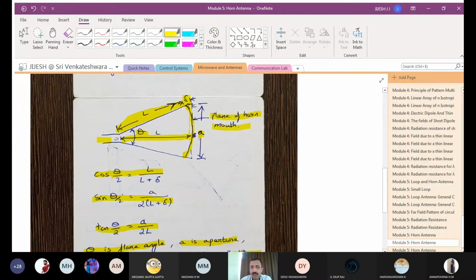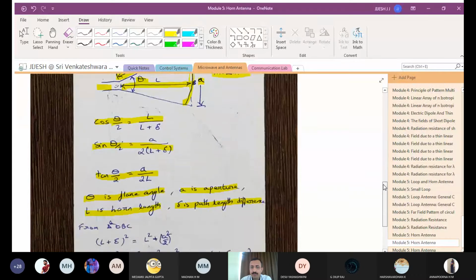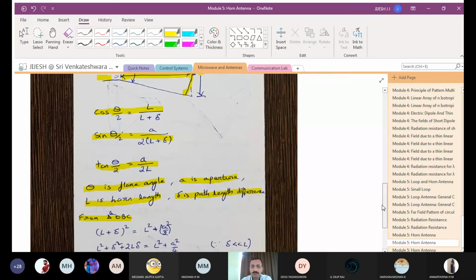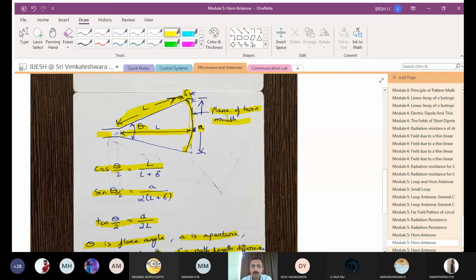This portion is the aperture A. When you take a triangle, let us take the triangle OBC and try to find it out. So this is O, this is B, and this is C. This is the triangle I am going to take.